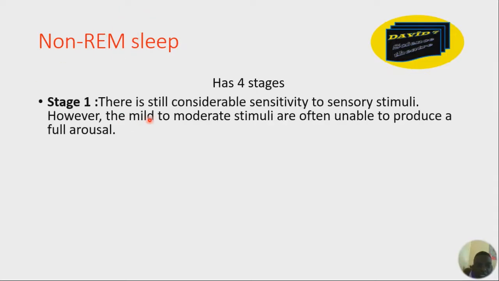Okay, there are four stages. In stage 1, there is considerable sensitivity to sensory stimuli. However, mild to moderate stimuli are often unable to produce full arousal. When you moderately stimulate this individual in sleep, arousal will be partial, it won't be full, okay?